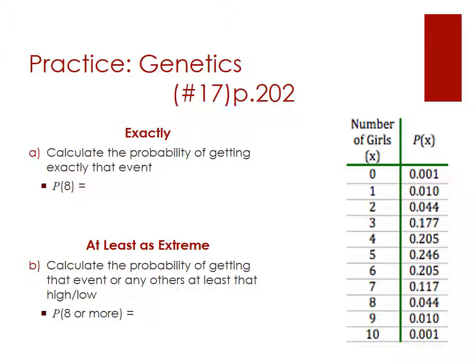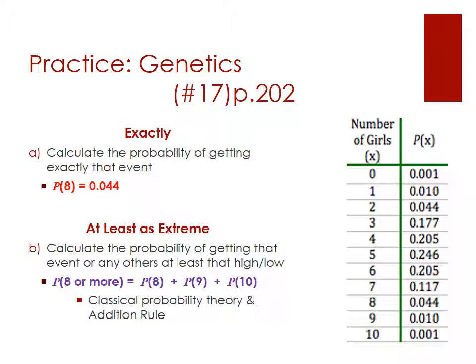And so the probability of 8 is going to be what? Looking over at your table, it's going to be 0.044. And that's it. You're done.